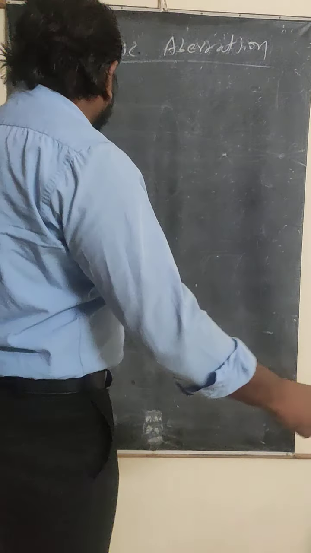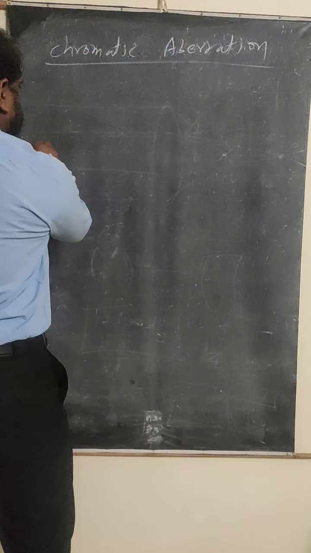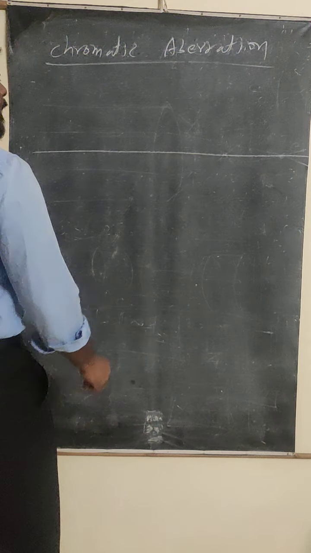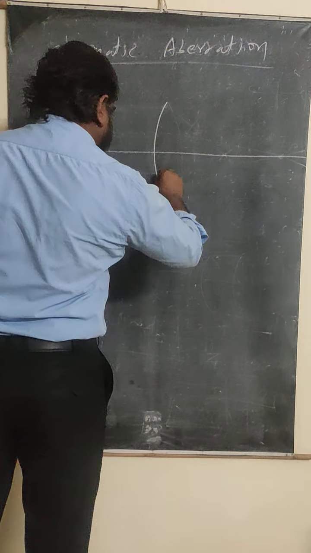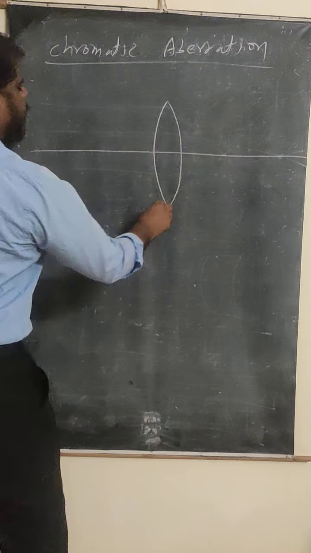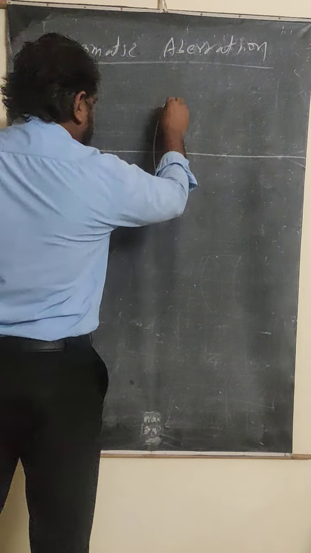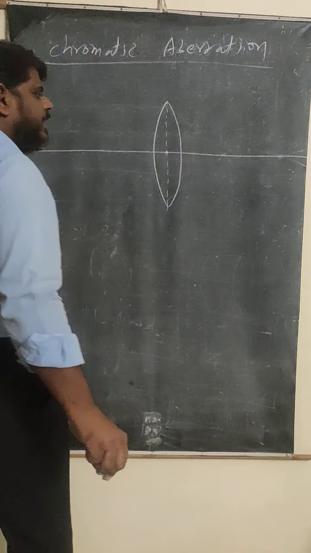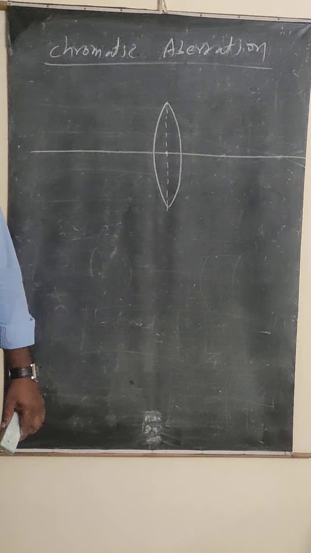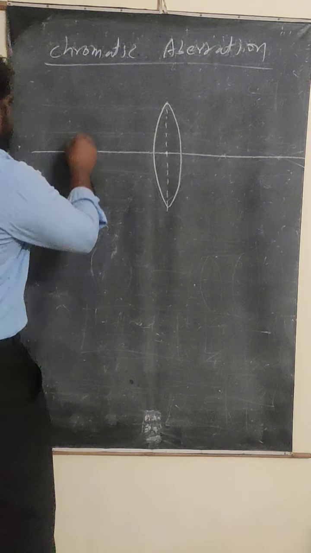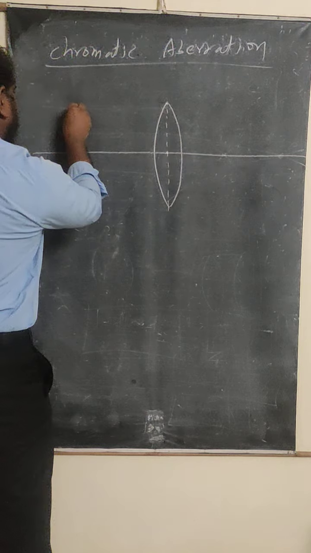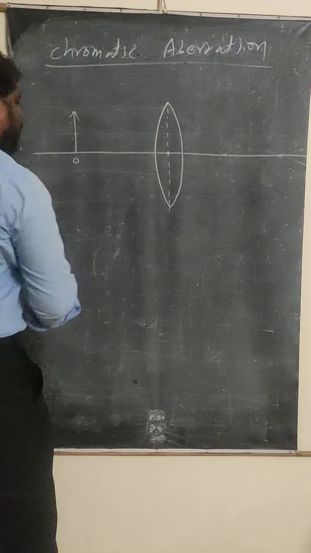For that, I am going to take the same principal axis again. Let us say this is the principal axis, and this is a convex lens. This point is called the optic center. And I am going to place an object here. You can call the object O.